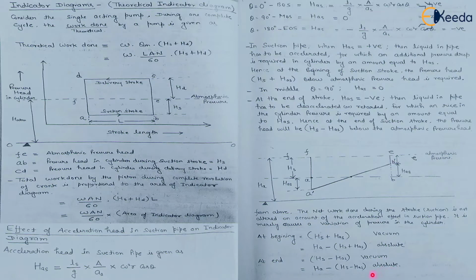Now if we calculate the absolute value, what will be the absolute value? That will be Ha minus Hs minus Has. So this will be the absolute value. Now because of the acceleration head, this point has been shifted.